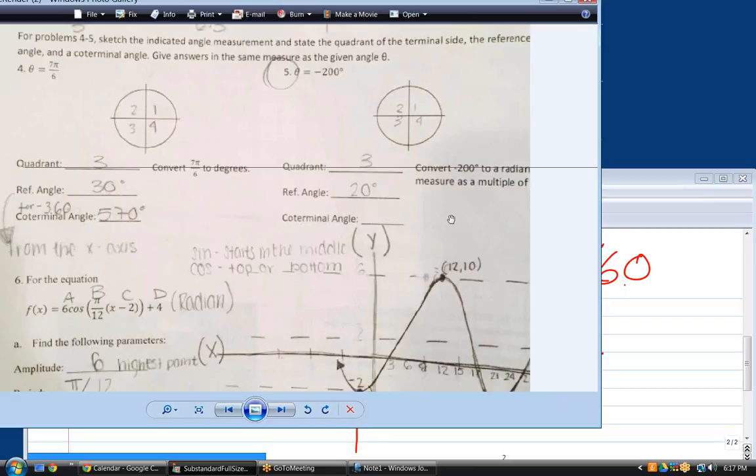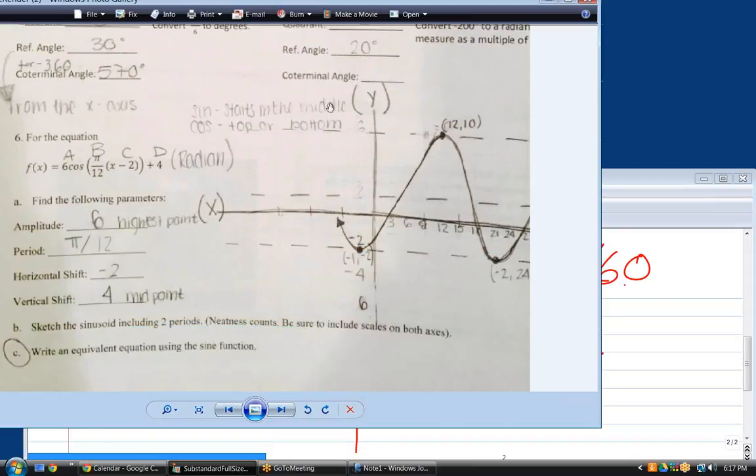Okay, sorry. Just to clarify, I got a little confused. The coterminal angle on 4 is 210? No, that's what 7 pi over 6 is. Oh, okay. That's 210. But if I'm adding 360 to that, I get 570. So your coterminal angle is correct. Okay. You just need to add 360 to that to come up with this one. Okay. Makes sense.